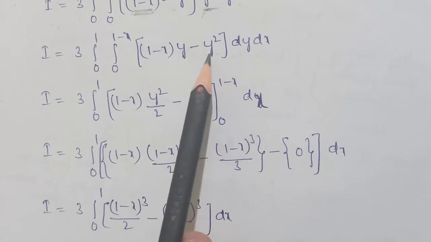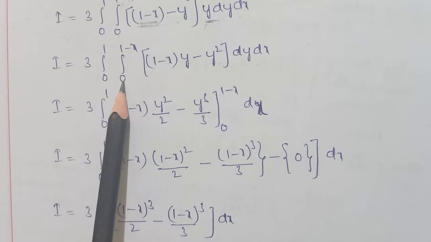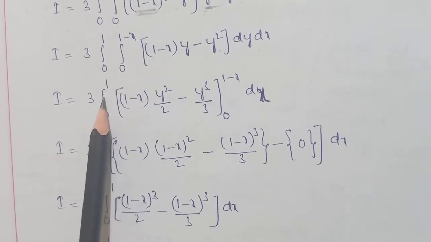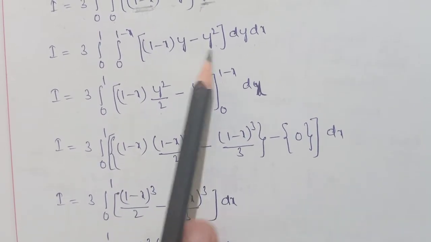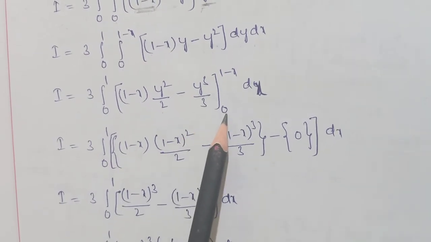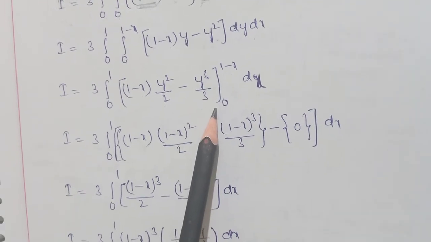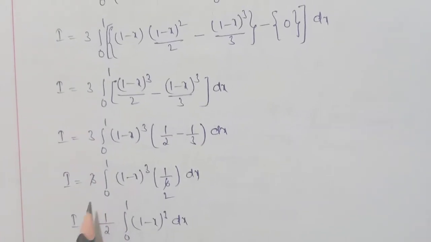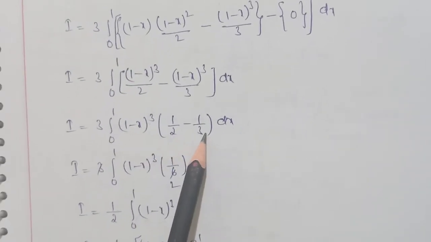Now you collect all the y terms with respect to your integration limits of y. On applying the integration with respect to y, we get 3 integral 0 to 1, (1 minus x) y square by 2 minus y cube by 3, since the integral of y square is y cube by 3. You are having the limits as 0 to 1 minus x. Now you apply the upper limit minus lower limit. On simplification we get I is equal to 3 into (1 minus x) whole cube (1 by 2 minus 1 by 3) dx.